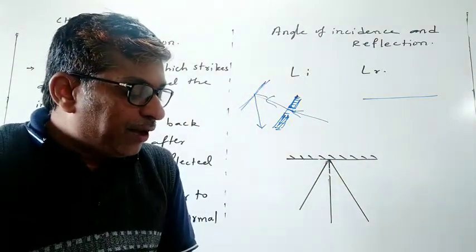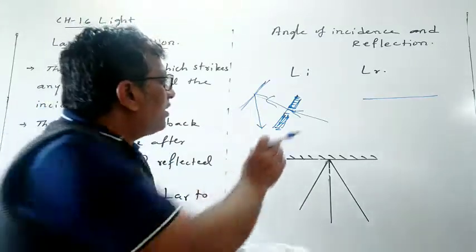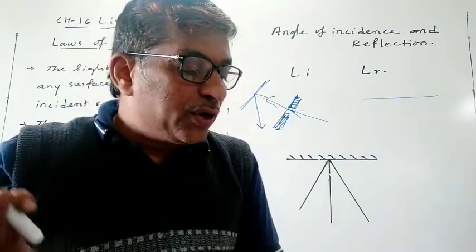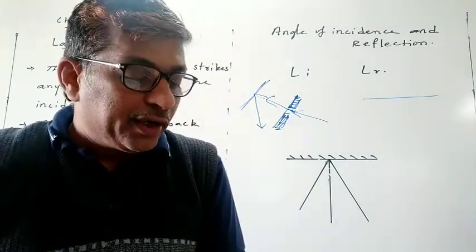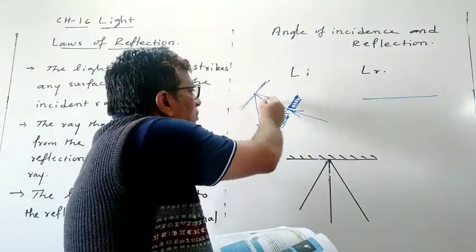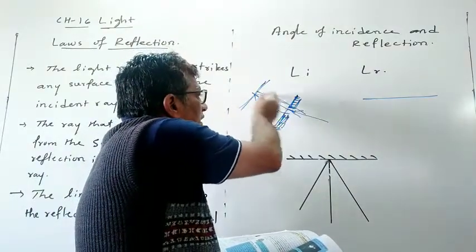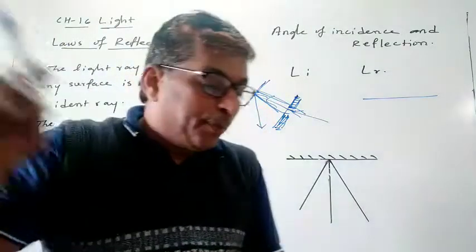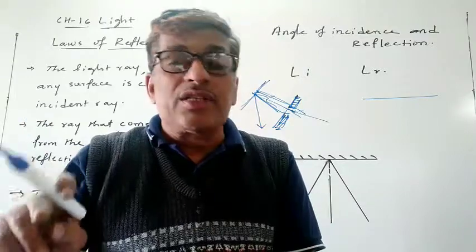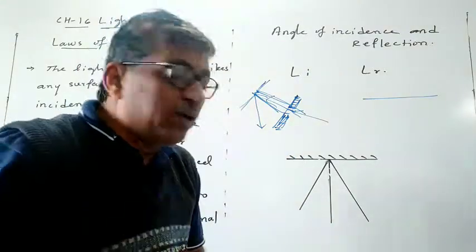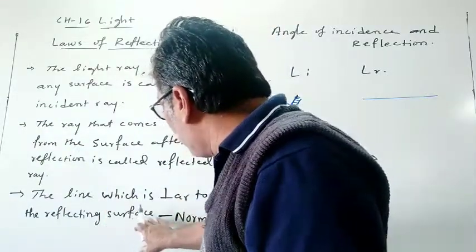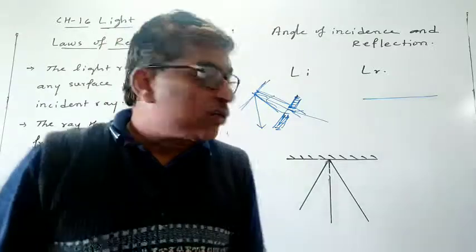Now remove the mirror and the comb and observe. Draw a line making an angle of 90 degrees to the line representing the mirror, in the middle, where the incident ray strikes the mirror. This line is called the normal. What is the normal? The normal is the line which is perpendicular to the reflecting surface.